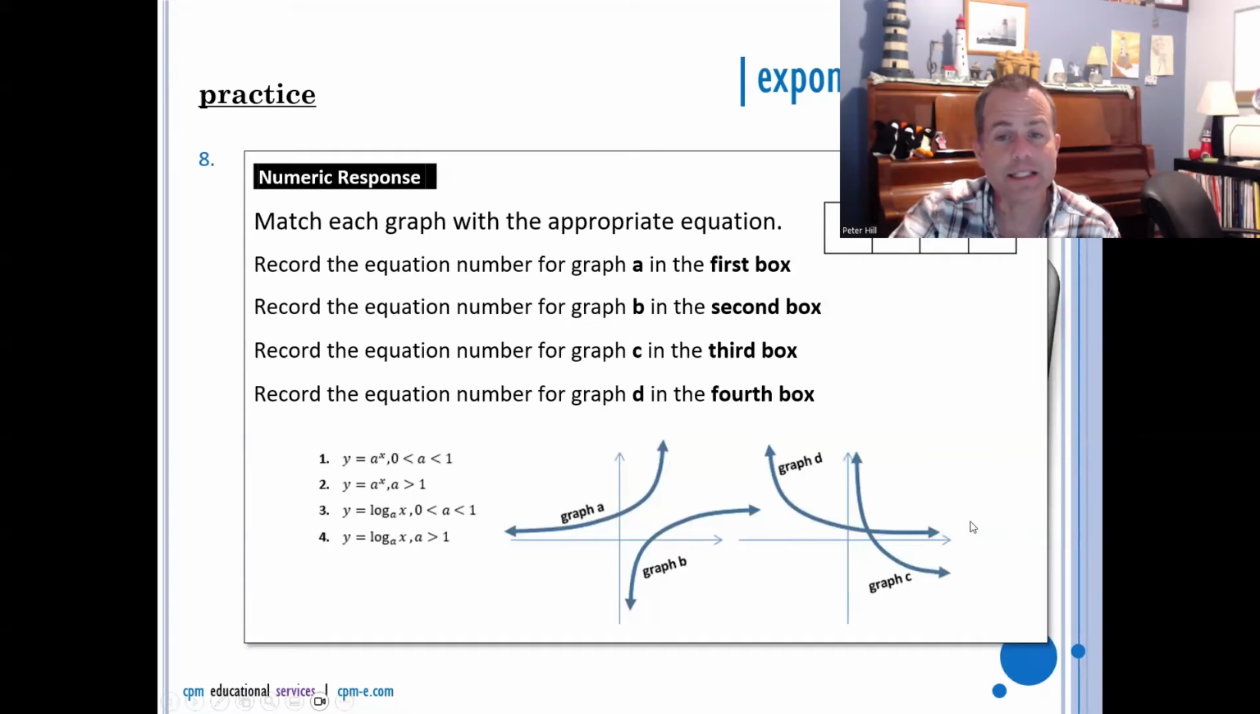Graph D, oh, I guess I should go in order. Graph C, that looks like a decaying log. So that'd be a log graph where a is a fraction, that's number 3. And then graph D, that would be a decaying exponential graph. And so that would be number 1. So my answer would be 2, 4, 3, 1.